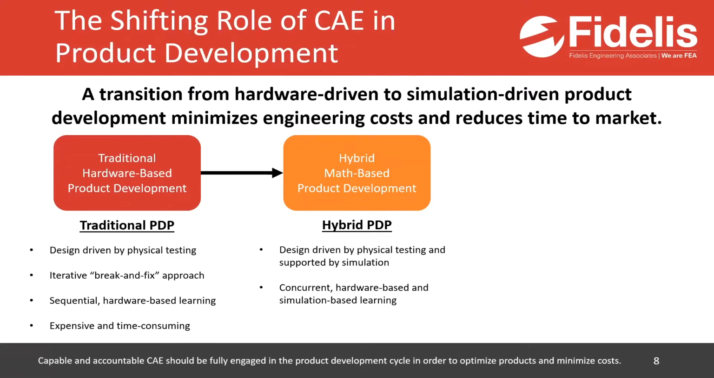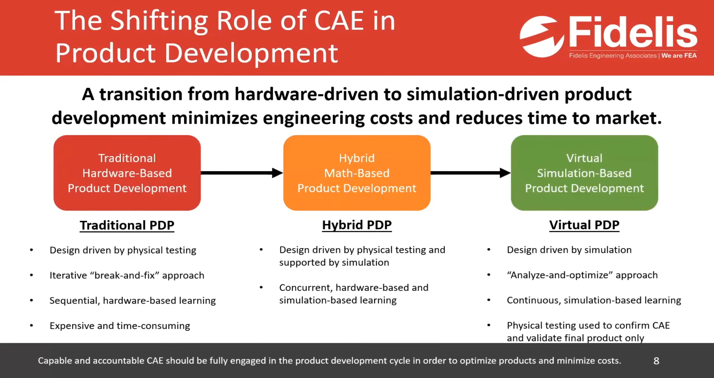I think most of you on the call, if you're in the product development realm, might be more of a hybrid math-based product development method where we're looking at still physical testing driven design, but supported a lot more by simulation. So we are learning still from our simulations, but we are predominantly physically based. And what we all really want to get to is this kind of holy grail, the virtual product development method where we design by simulation, we optimize by simulation, and we are continuously learning using simulation, and then finally maybe validating at the end with physical testing.